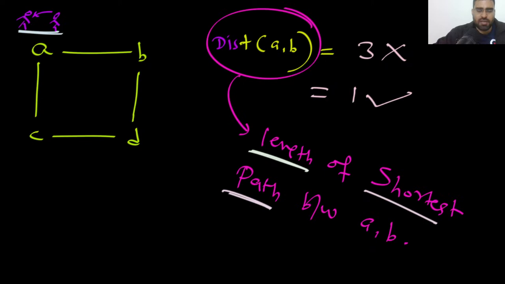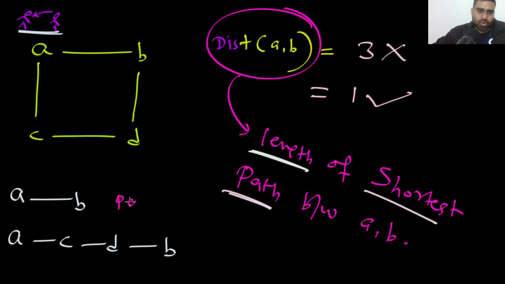Very simple. For example, now remember there are multiple paths. Like from A to B, you can go like this, or from A to B, you can go like this. So there are multiple paths. This path is also there, this path is also there. This is also a path. But this is the shortest path. So the length of the shortest path will be 1. So that is distance. That is the length of the shortest path.